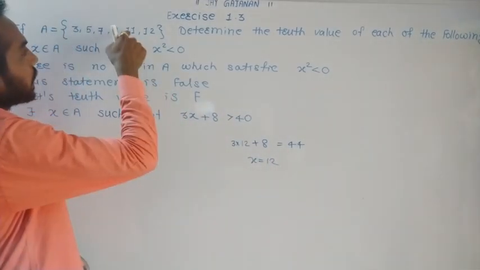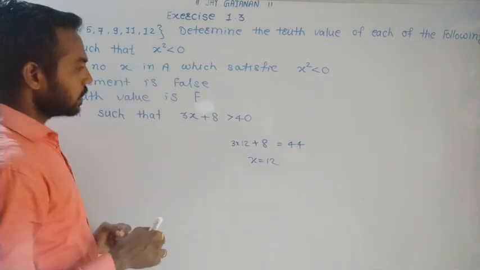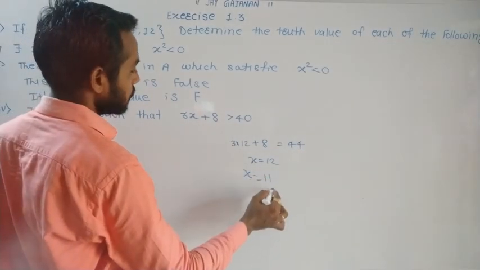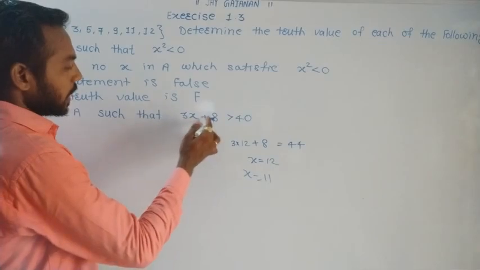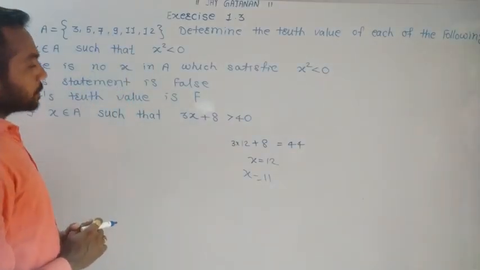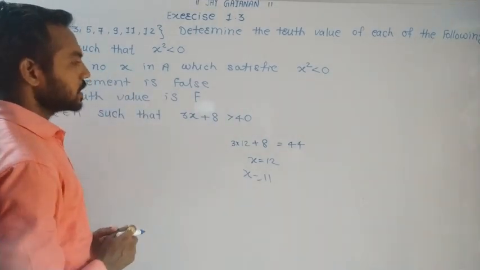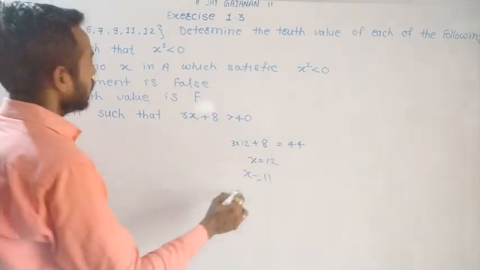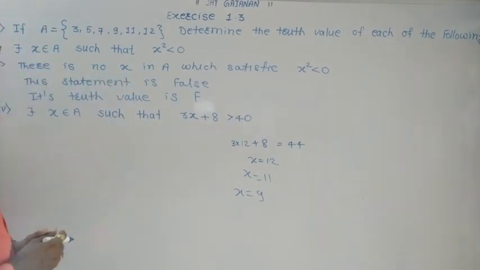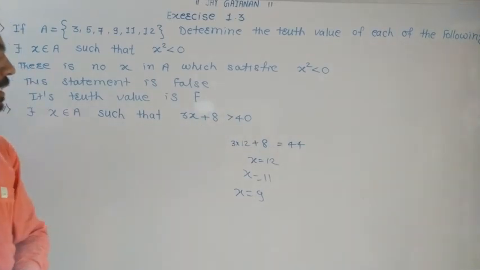Okay, if we take x is equal to 11, 11 times 3 is 33 plus 8 is 41, which is also greater than 40, means x is equal to 11 also satisfy the condition 3x plus 8 is greater than 40. Now if you take x is equal to 9, 9 times 3 is 27 plus 8 is 35, which is less than 40. Therefore, x is equal to 9 does not satisfy the condition. Obviously 7, 5, 3 also do not satisfy the condition 3x plus 8 is greater than 40.